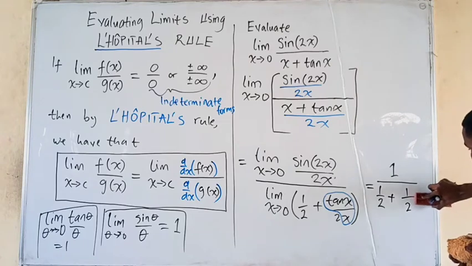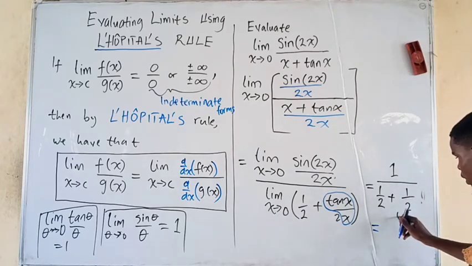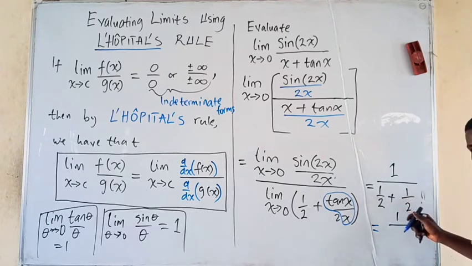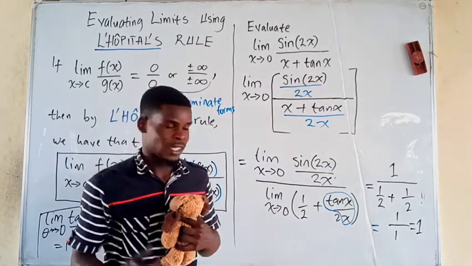So what this tells us is that the result here is going to be 1 divided by 1 over 2 plus 1/2, which is just 1. So the result there is just 1, just by evaluating it without using L'Hopital's rule. We get 1 as an answer.